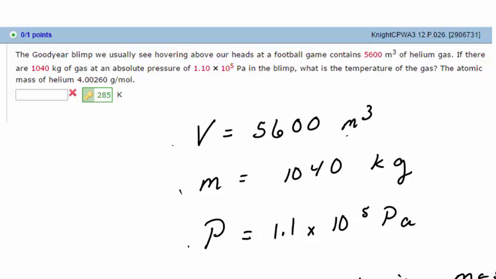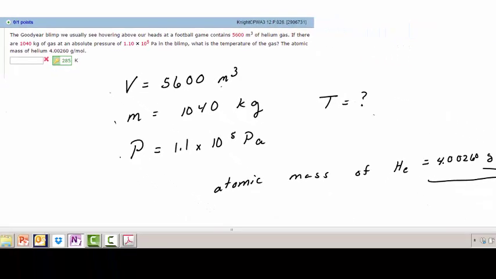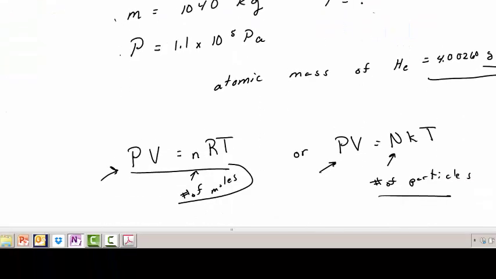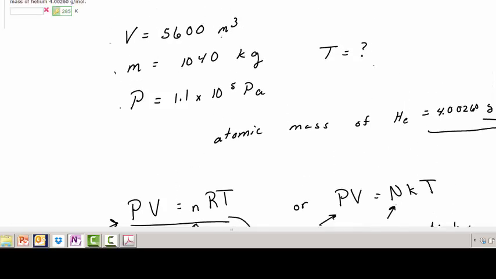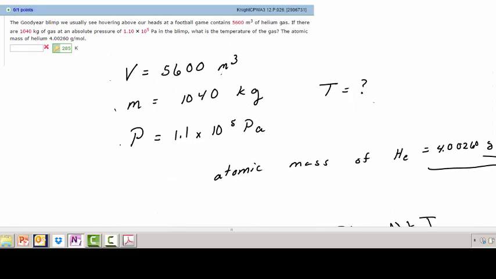And with that kind of information, plus with the chapter I'm on, I'm thinking I really want to use PV equals nRT. I've got 2 forms of it: PV equals nRT, where n stands for the number of moles, or PV equals nkT, where n stands for the number of particles. I don't have a number of moles nor a number of particles in this.